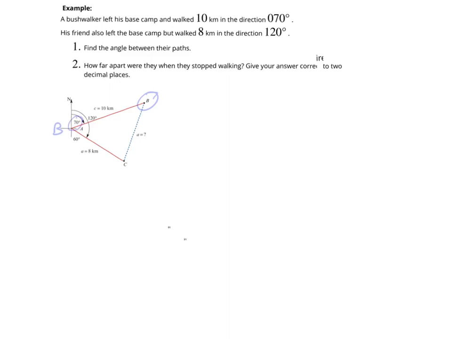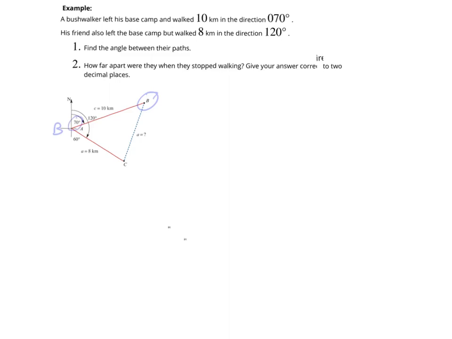So in this last example, we have 2 bushwalkers both leaving from base camp, which is there. The first one goes 10 kilometres to point B up here on a bearing of 070 degrees. Now remember, that's a true bearing. It starts from the north and goes in a clockwise direction. So that's why that is 70 degrees.